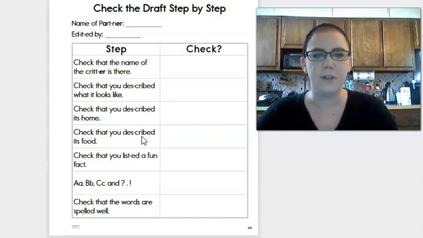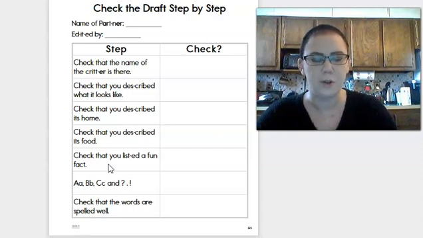Next, check that you described the food it eats. If you described what food your critter eats, you can put a check in that box. Next, you want to check that you listed a fun fact. Make sure that you said something about your animal besides what we asked you to put in there. A fun fact that you learned from your stories.